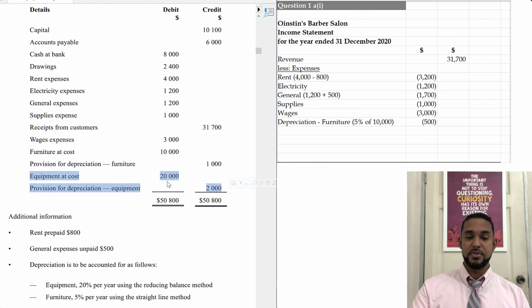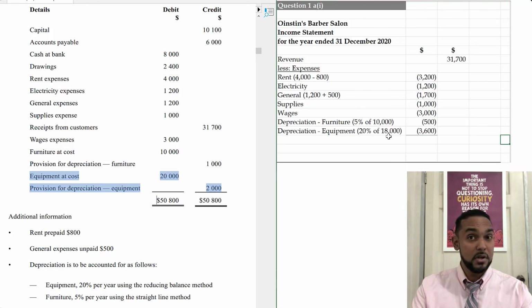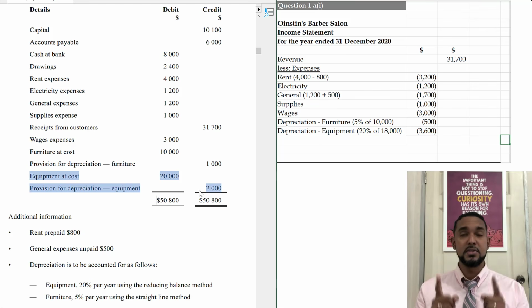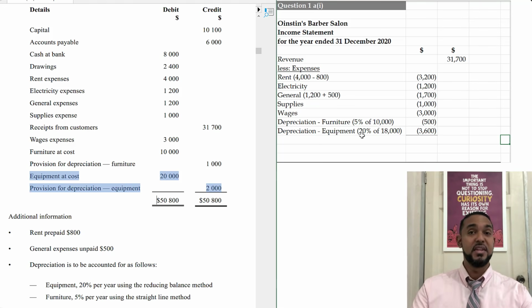And the net book value is the cost of the asset minus any pre-existing depreciation on that asset. So what you're going to see is 20% of 18,000. Where did 18,000 come from? Once again, the cost of the asset, the equipment, is 20,000. The existing provision is 2,000. 20 minus 2 is 18. Why are we subtracting them? Because under the reducing balance method, we multiply the percentage by the net book value.